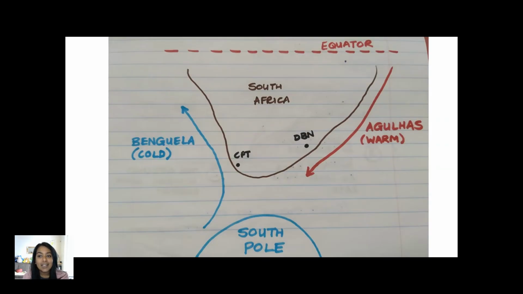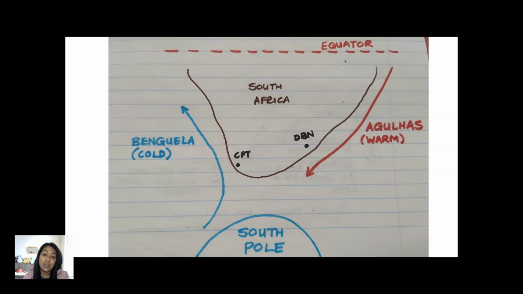The warm Agulhas comes from the equator, and we've already just discussed that the equator is the hottest place on Earth. And so the water that is coming downwards from the equator is a warm ocean current. So if you ever travel to Durban, it's going to be nice and toasty in the water.